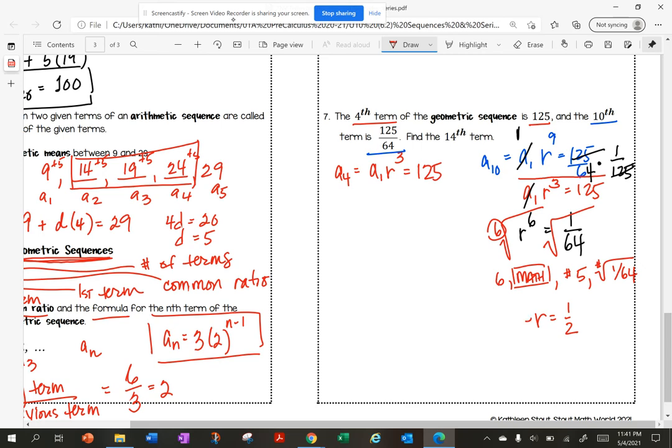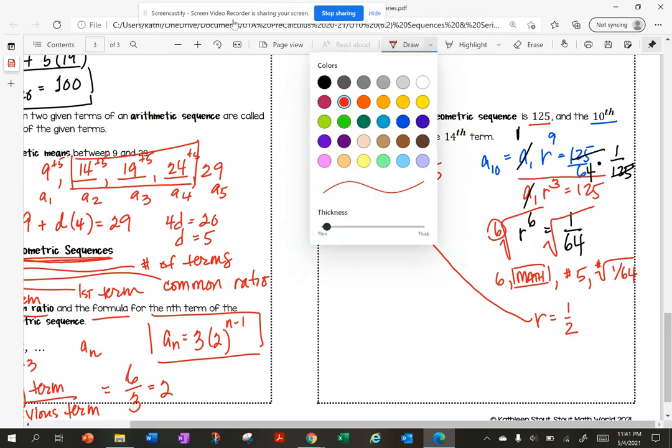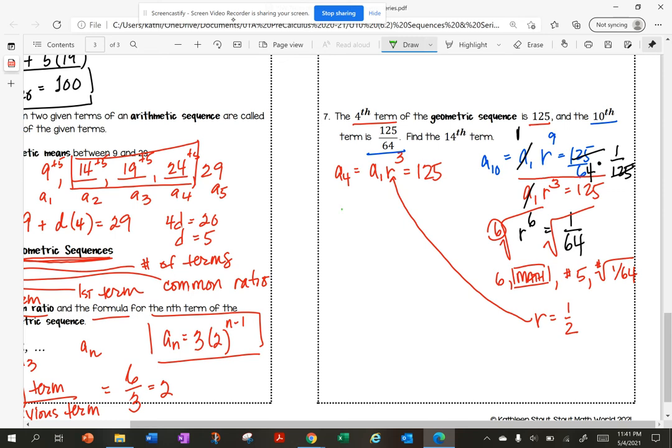Okay, so now I'm going to take this and substitute here, so I can solve for the first term now. So this is going to be a1 times 1/2 cubed equals 125. So I'm going to divide 125 by 1/2 cubed. I'm sorry, a1 is 1000.